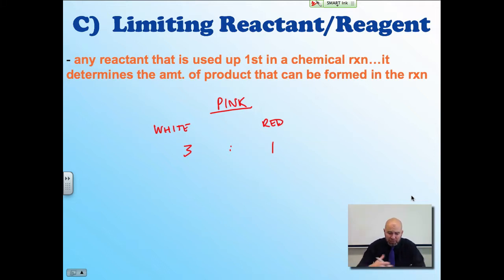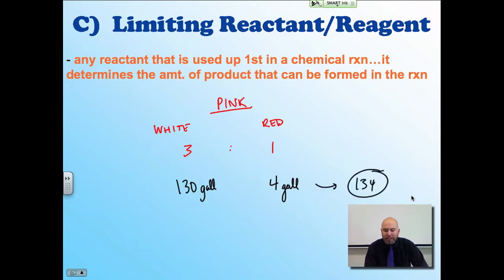Now I go in my basement and I have some paint, okay? I have 4 gallons of red and I have 130 gallons of white. Don't ask me why I have 130 gallons of white. Even though I have 134 total gallons, I'm not going to be able to use all those to keep the ratio 3-to-1 that I want.